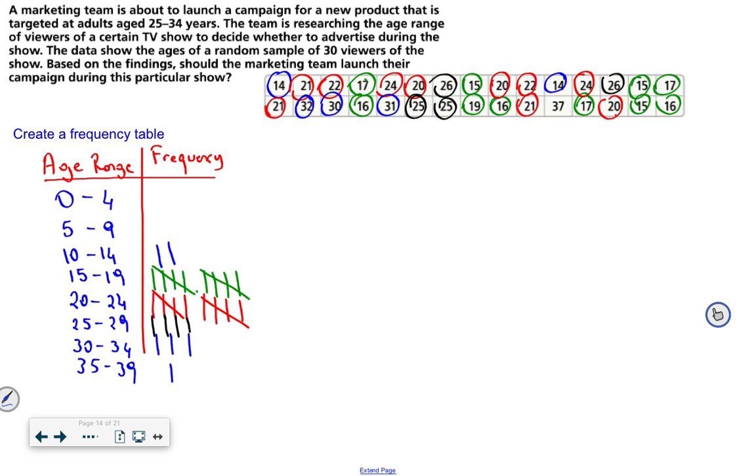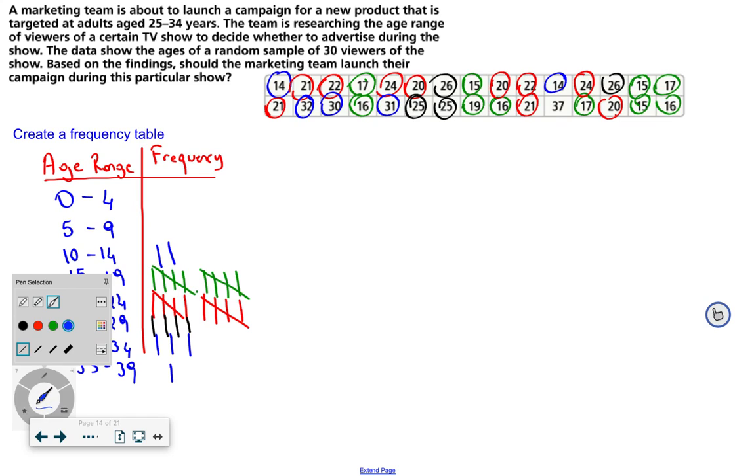All right, as you see here, there are 30 people. So let's count it. 5, 10, 15, 20, 25, and 30. This is correct. Now we are going to represent this in the histogram graph.